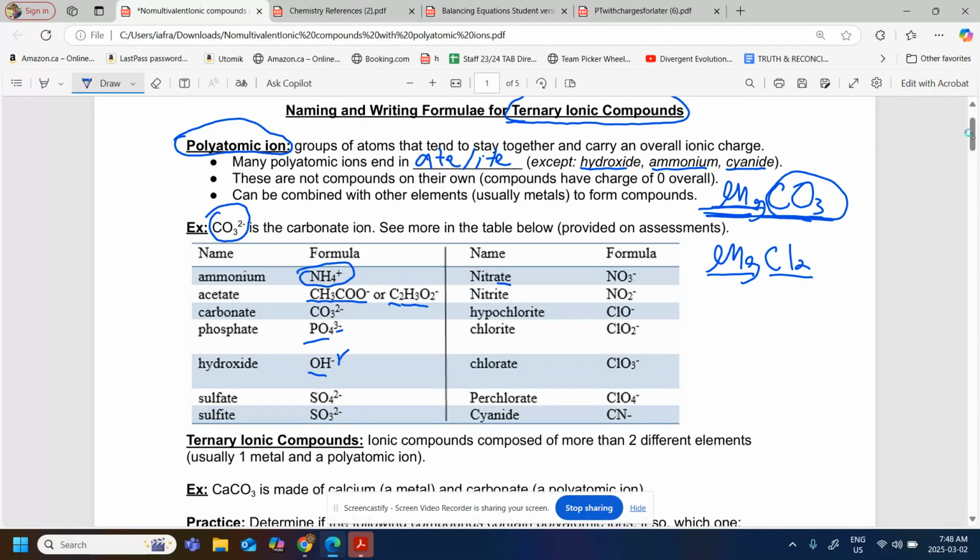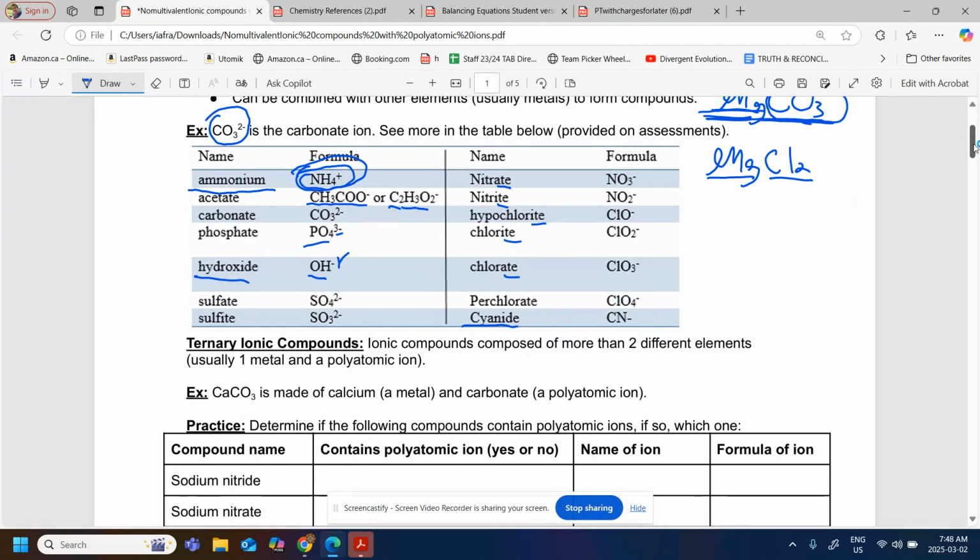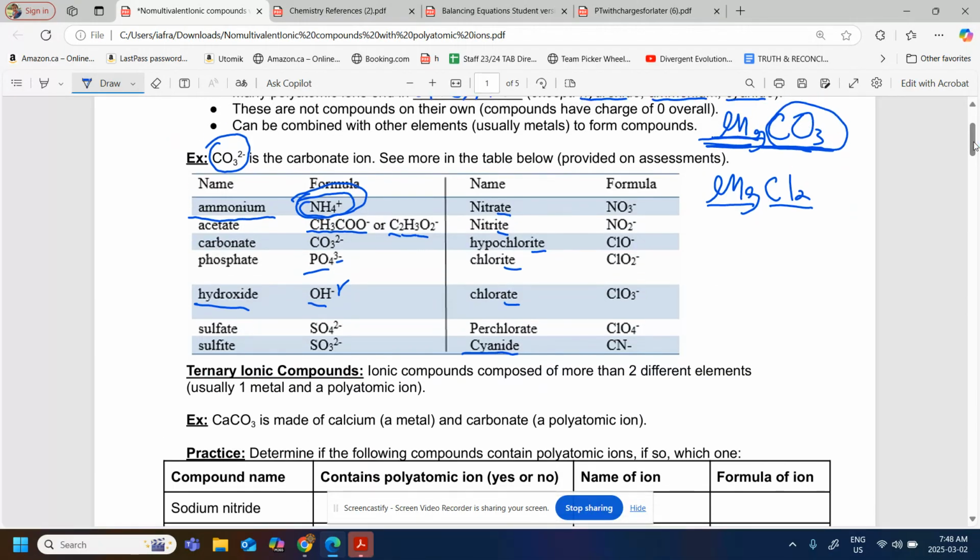You can see a lot of them end in ate or ite, with some exceptions like hydroxide here, cyanide here, ammonium as well. Take a look at the charges. Try to make a little observation about the charges. Hopefully you realize that most of them are negative charges. There is an exception, ammonium being a positive charge. So ternary ionic compounds are ionic compounds that contain a metal and a polyatomic ion. Here we have a ternary ionic compound made up of calcium and the polyatomic ion CO3, carbonate.